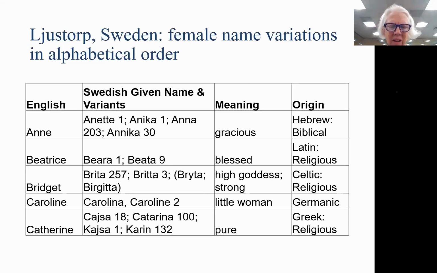Catherine can be Kaisa, Katarina, Katarina with a K, Katarina with a K and a TH, Kaisa with a K, Karin. The word Karen comes from Catherine. They all mean pure. The word Catherine means pure. And it's a Greek name that, again, because there were saints named after it, we have many biblical names like Anna, but we also get religious names from Greek and Latin because of saints who were named after that. And then we get standard Germanic names that predate the Christian era.